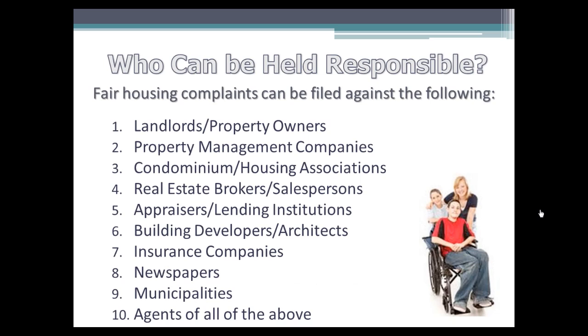Insurance companies who discriminate in providing homeowners or renters insurance are also covered. And municipalities are covered if their zoning laws or ordinances discriminate based on a protected class. And newspapers that run discriminatory ads are liable. However, courts have found that internet sites that act strictly as bulletin boards where ads are posted by others, such as Craigslist, are not liable for discriminatory ads posted on the sites. The actual persons posting such ads would be liable under the fair housing laws.